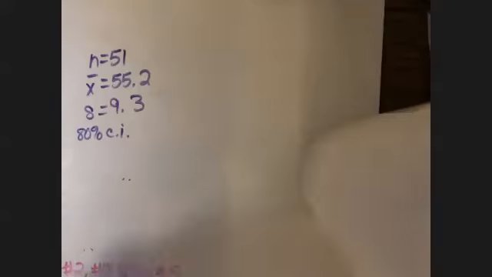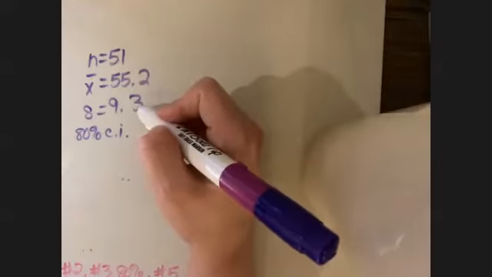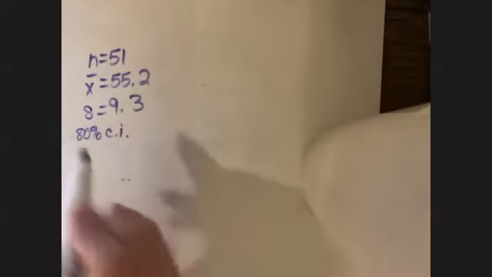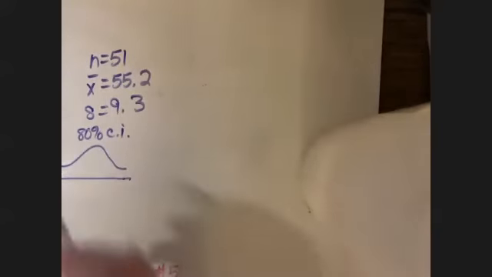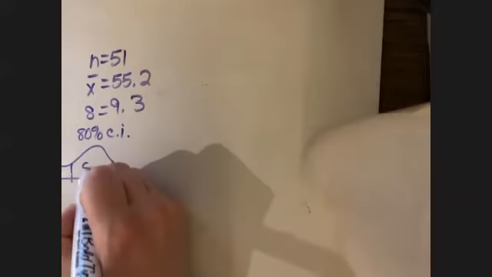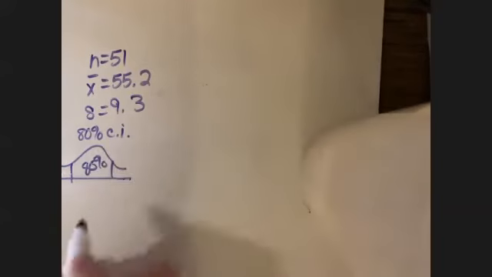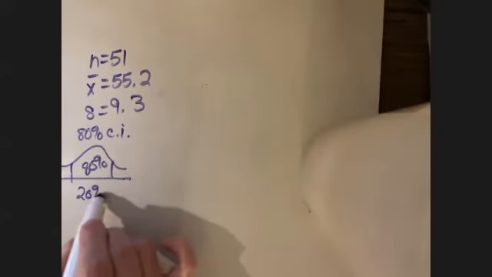Okay, so picking up on number 2 where we were at, we had that our sample size was 51, X bar was 55.2, our sample standard deviation was 9.3, and they wanted us to do an 80% confidence interval. So thinking about how this is going to go onto a bell curve, we've got 80% in here, which means I've got 20% outside. When we cut that in half, that's going to give us 10% or 0.10.